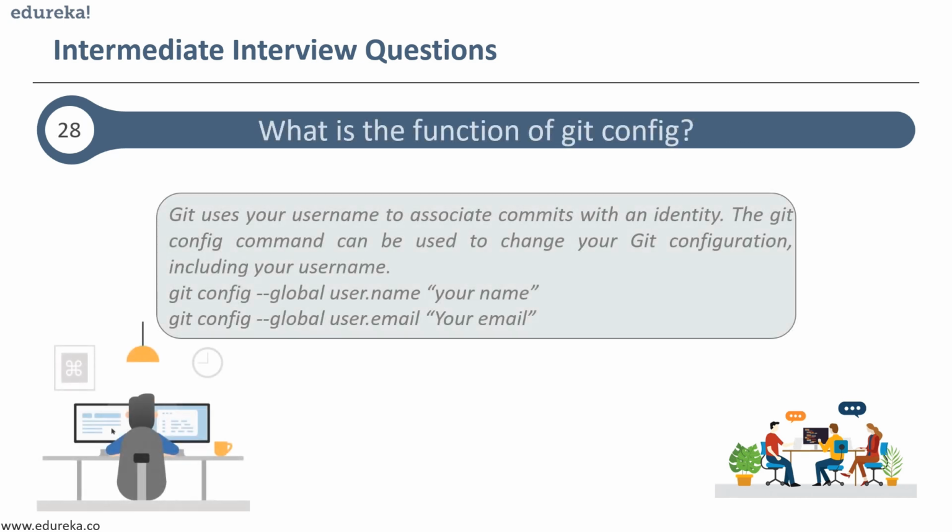The next question is, what is the function of git config? Git uses your username to associate commits with an identity. The git config command can be used to change your Git configuration, including your username. Suppose you want to give a username and an email ID to associate a commit with an identity so that you can know who has made a particular commit. For that, there are two commands, as you can see on this slide: git config --global user.name and the name that you want to give to the user, and then the email. The command for that is git config --global user.email and your email address.